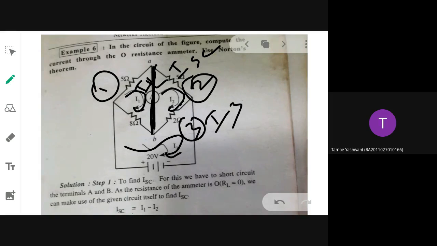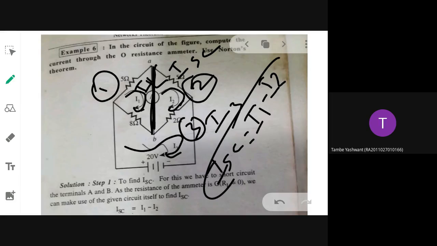So what will give you ISC? IAB is the terminal that is in common connection between what two meshes? 1 and 2. So what will be ISC? The currents through these meshes are I1 and I2. I1 minus I2 will be your ISC. That thing only you have to do by applying again matrix method, direct inspection.